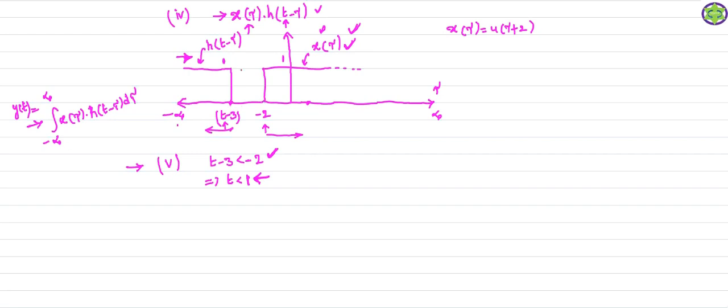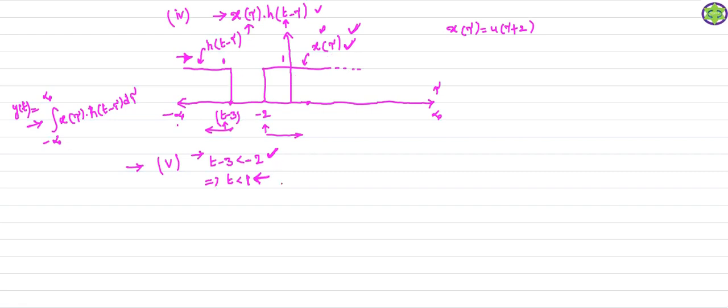This signal is moving up to minus 2 only. It is not moving beyond minus 2, because t minus 3 is a constant less than minus 2. I consider the constant here like this. t minus 3 less than minus 2 means this signal is traveling up to minus 2 only. So whenever this signal is traveling up to minus 2, there is no overlap of this signal on the other signal.